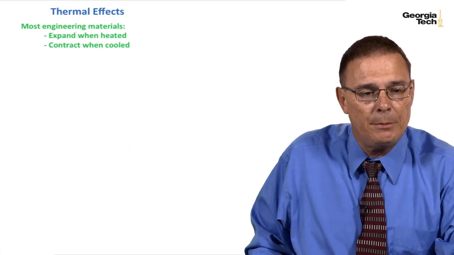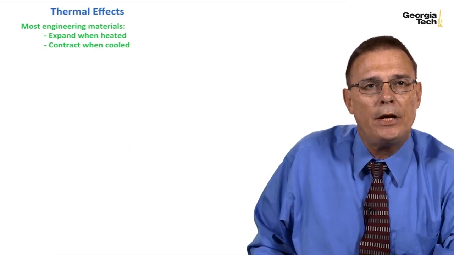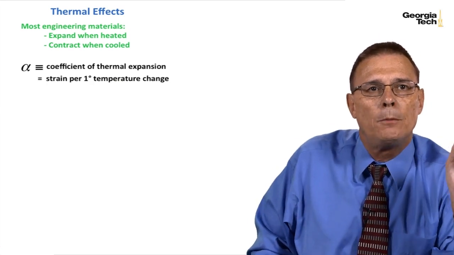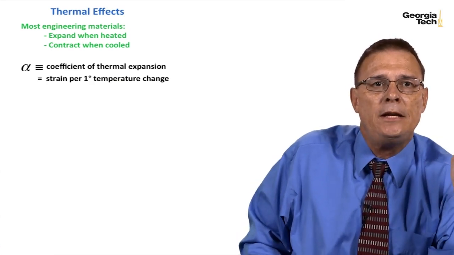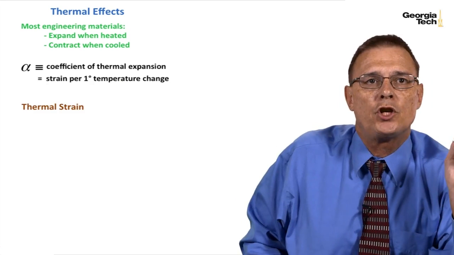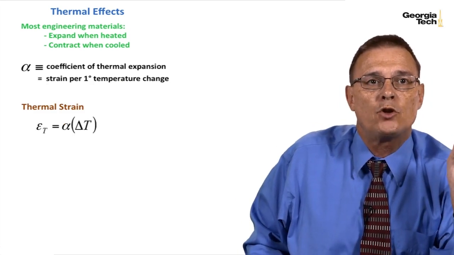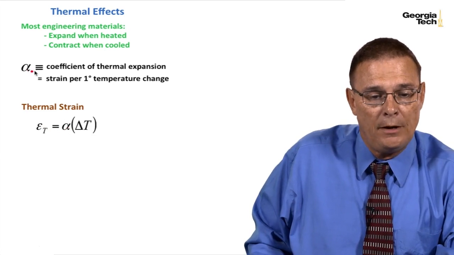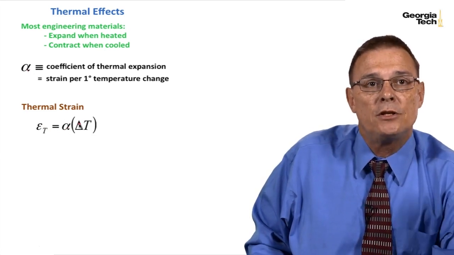For most engineering materials, they expand when they're heated and they contract when they're cooled. And we define the coefficient of thermal expansion as the strain per 1 degree temperature change. And so for thermal strain, this is the coefficient of thermal expansion times the change in temperature.